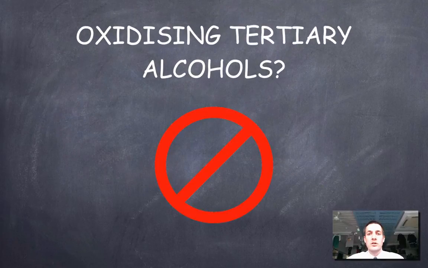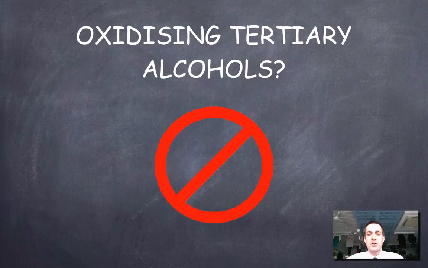How about oxidizing tertiary alcohols? Well, the good news about these is that they don't get oxidized at all. So if you're asked what products will form or to write an equation, well, you wouldn't get asked to write an equation. You wouldn't be able to form any products by oxidizing a tertiary alcohol because they're not oxidizable under the sort of conditions that we're talking about.